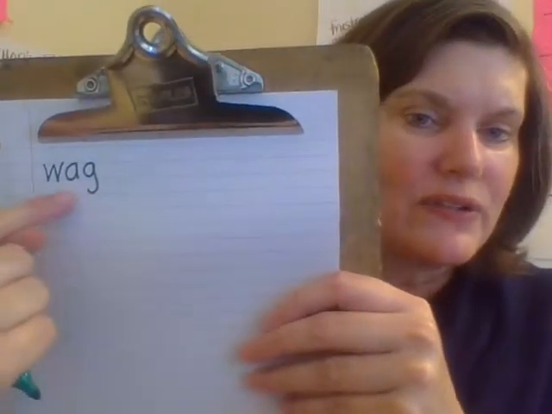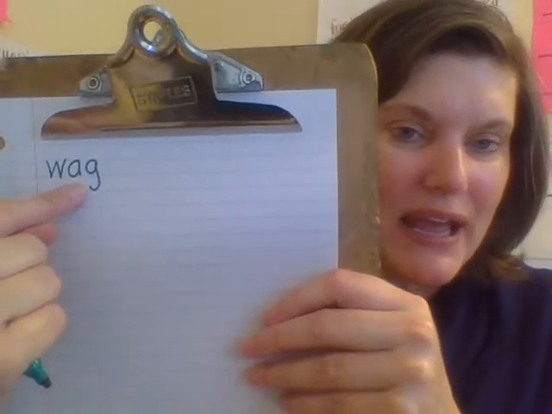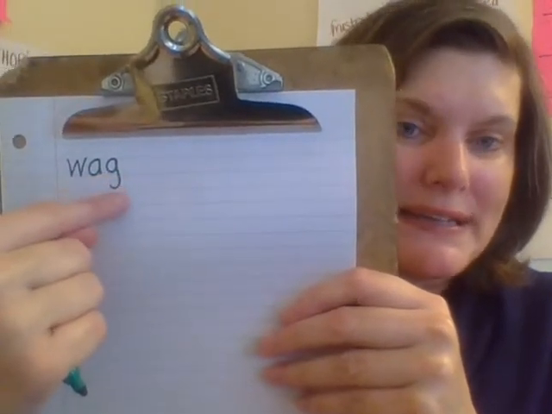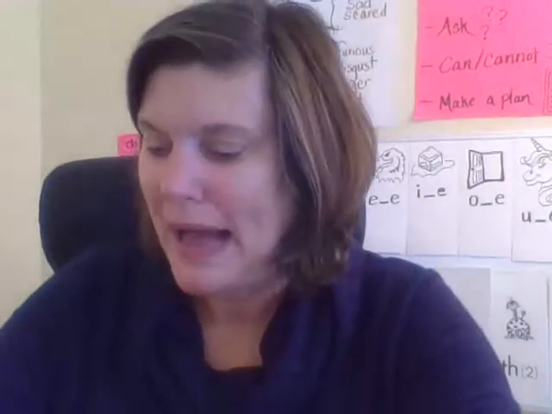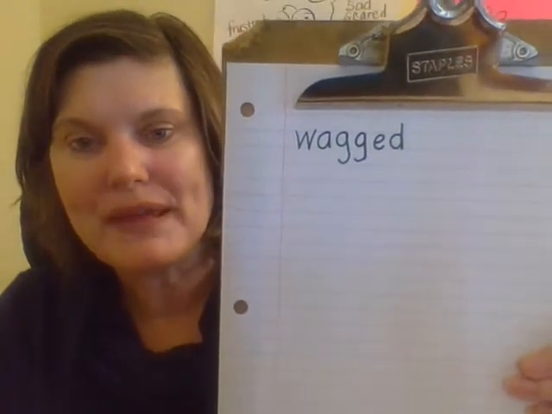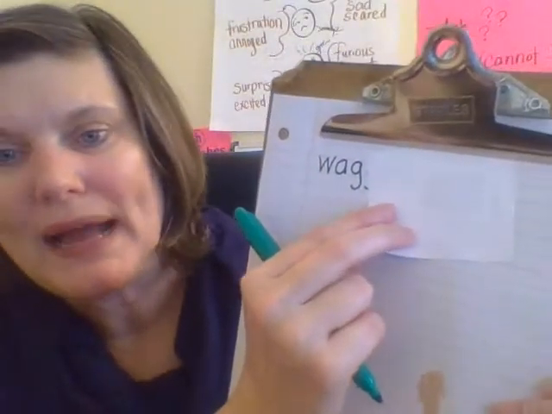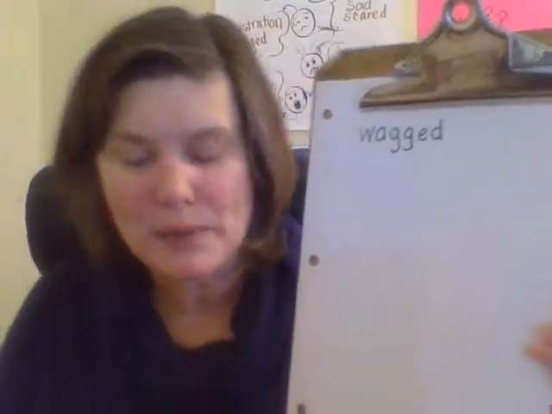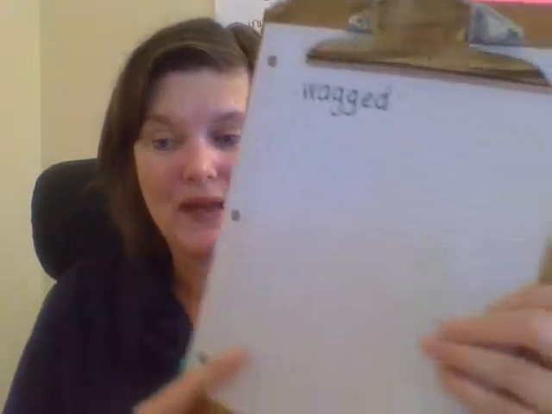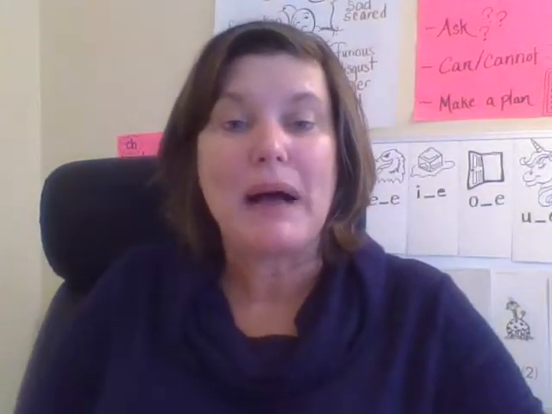Now we need to turn wag into wagged. Now remember, when we have a short vowel sound, before we add the past tense suffix, we have to double the consonant. So I need to go ahead and add a second G, and then I'll add the past tense suffix. Wagged. So it'll look like this. So the base word is wag, but when we add the ed suffix, we double the consonant because it's a short vowel sound.